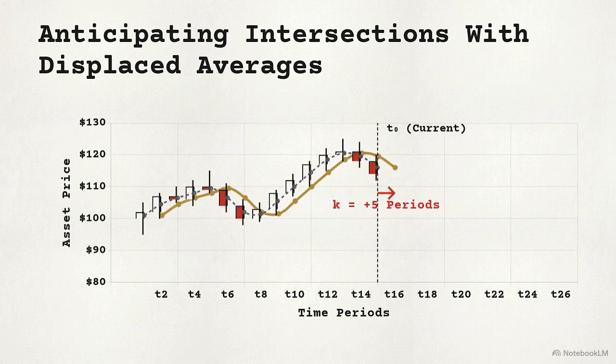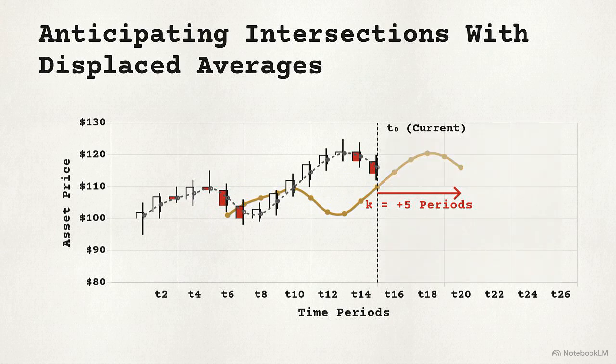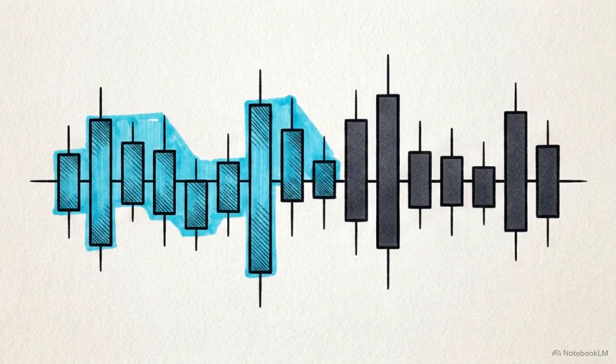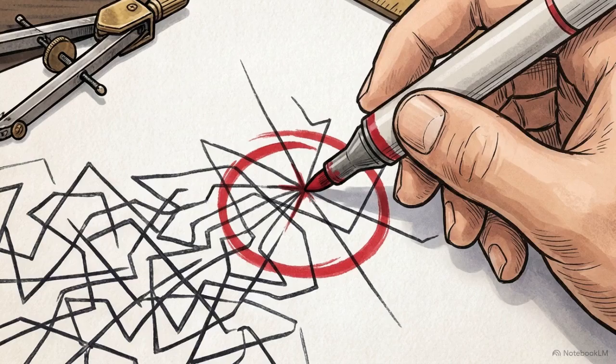Here we displace the entire line 5 periods into the future. Shifting the axis forward projects a historical baseline ahead of the current price. We use this empty space to anticipate future support or resistance intersections before the price action actually arrives there. Conversely, shifting the axis backward aligns historical indicator signals directly over past price shifts, allowing quants to audit the exact validity of a trend change against a delayed baseline.